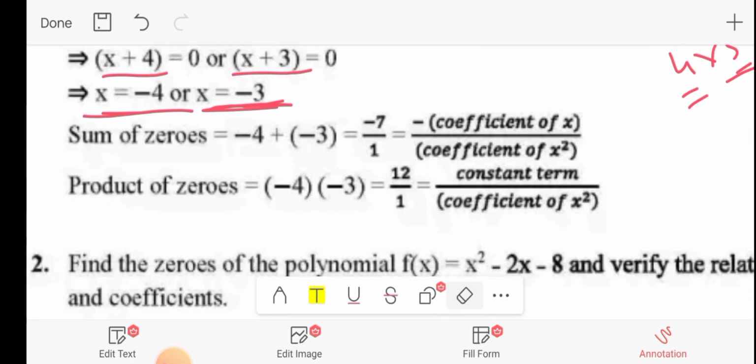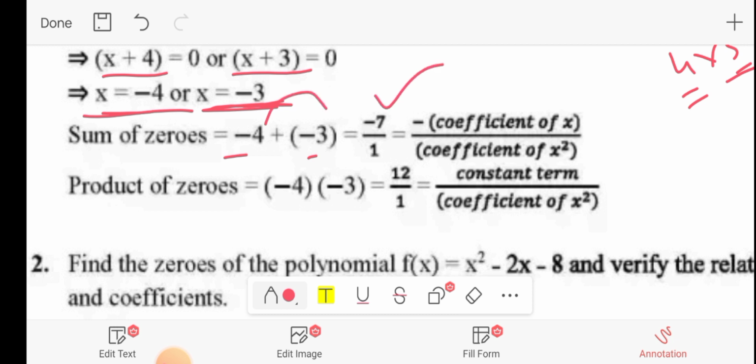So sum of the zeros means we have to add them. What are the zeros? Minus 4 and minus 3. Since we have to find the sum, we'll use plus sign. Now both are having minus sign. If two numbers have the same sign, we have to add them. So minus 4 minus 3 will become minus 7. Okay. Upon 1, because if we divide any number by 1, we get the same number. So there is no problem, we can divide by 1 also.